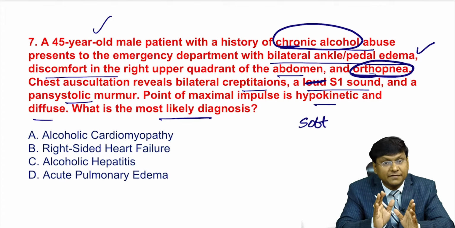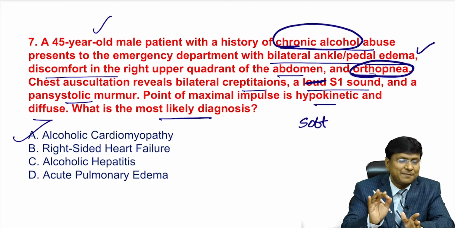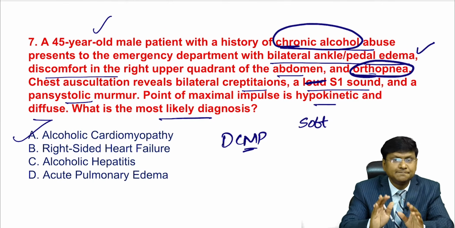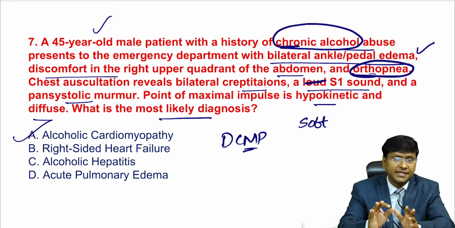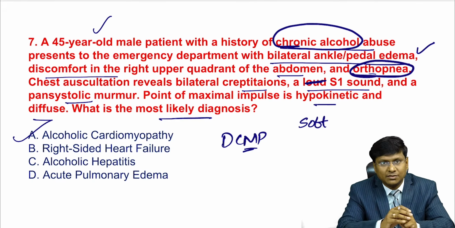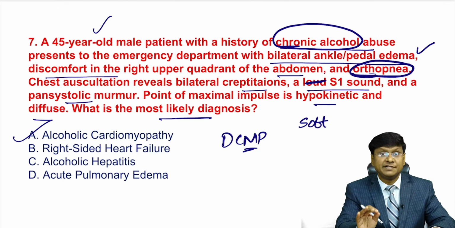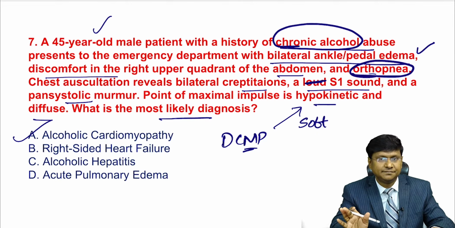With a background history of alcohol, you need to think of alcoholic cardiomyopathy. And the reason there is a pansystolic murmur, soft S1, and hypokinetic and diffuse apical impulse is due to development of dilated cardiomyopathy secondary to alcohol. So the point of maximum apical impulse being hypokinetic as well as diffuse is what is observed in cases of DCMP, right?